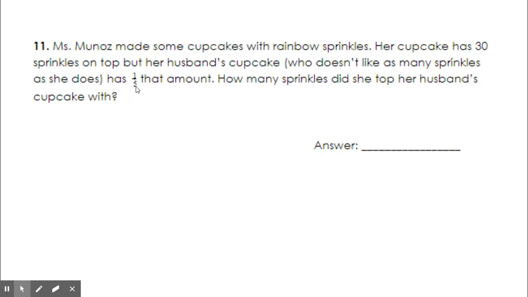All right, so we want to find 1/5 of 30. So 1/5 means 1 out of every 5 sprinkles. We want to know, well, how many out of 30? So it's setting up a proportion again. 30 times 1 is going to be 30, and then divided by 5. So 30 divided by 5 equals 6. So he's going to have 6 sprinkles.